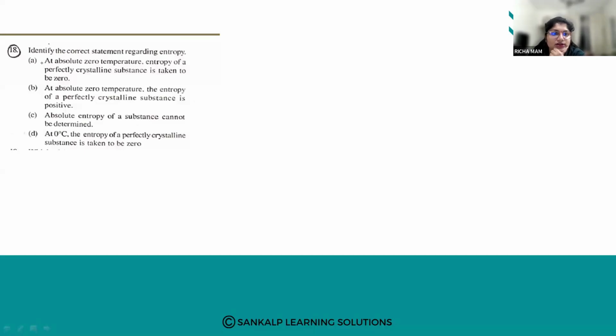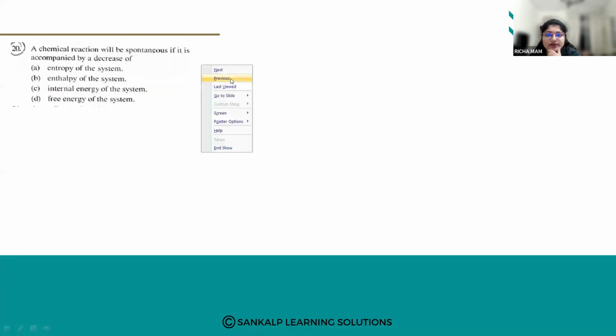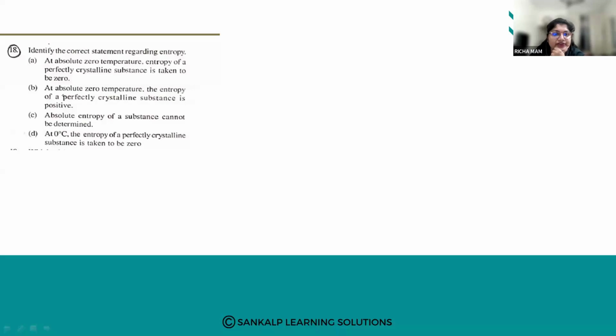This is the third law of thermodynamics, which is based on the entropy of a system and talks about a perfectly crystalline substance when it is taken as zero. So at zero temperature, the entropy of a perfectly crystalline substance is taken as zero. This is correct regarding entropy. Just now we have seen the third law of thermodynamics.